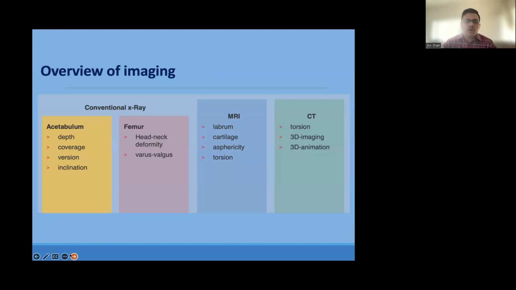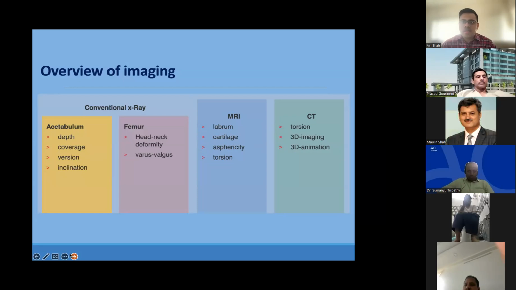So, a basic overview of the imaging: as I said, conventional X-rays give us a lot of information if taken in the right way. If you systematically look at it, you can see the acetabular depth, coverage, version, inclination. On the femoral side, the asphericity, the varus, valgus, head neck deformity. And if we need any more information, then we go on for CT and MRI imaging.